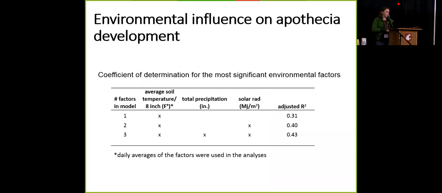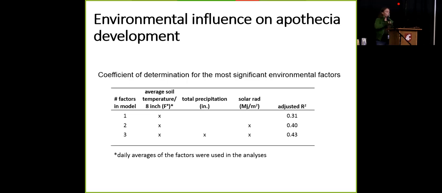So, performing several analyses, including a regression analysis for the best subset of climatic factors that are most significantly affecting this apothecia. In this table, you can see the results of the analysis, where if I included only one factor in the model, average soil temperature was the most significant factor, affecting about 31% of the variance.